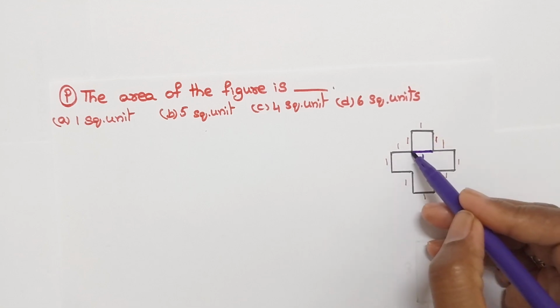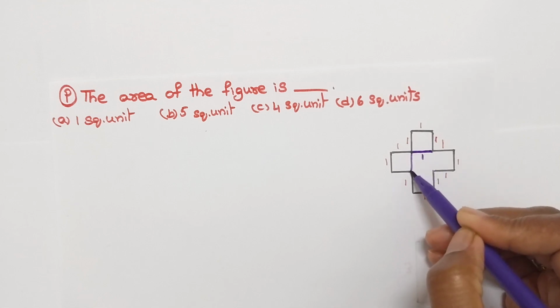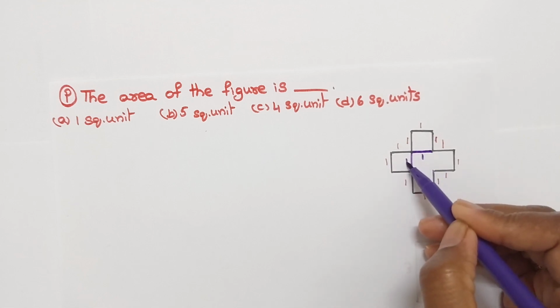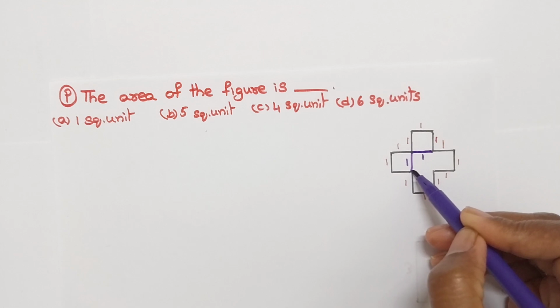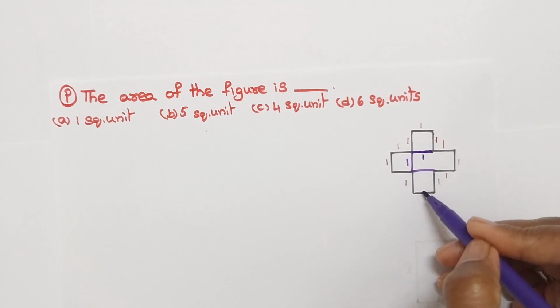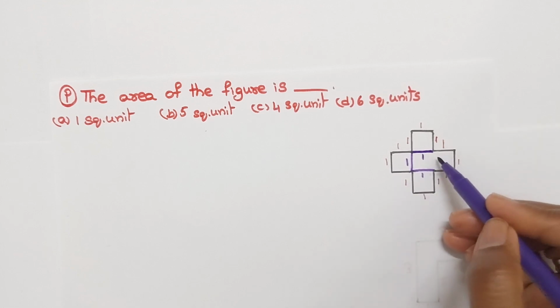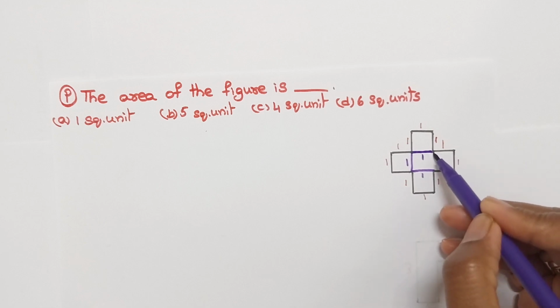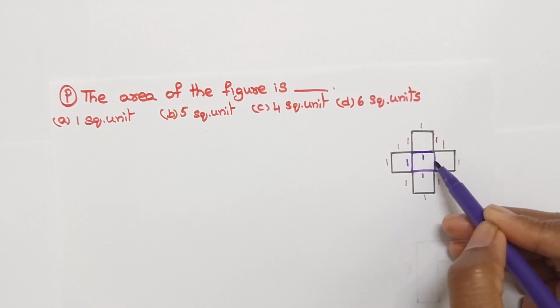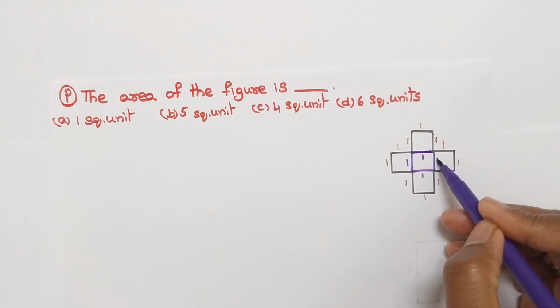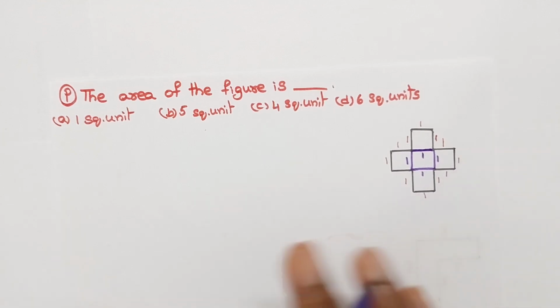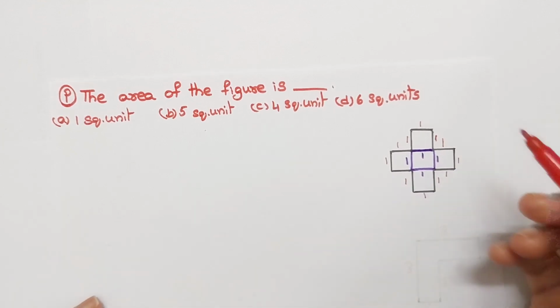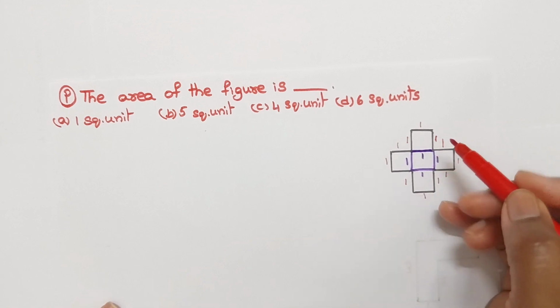And again I am drawing one perpendicular line to this, and this one also 1 unit, and I am drawing one perpendicular line to this one. This also becomes 1 unit, and here also a perpendicular line to this one, this becomes 1 unit. Now if we observe here, we are finding squares.